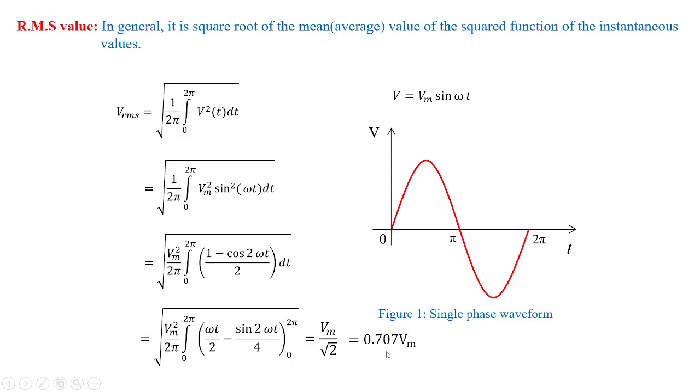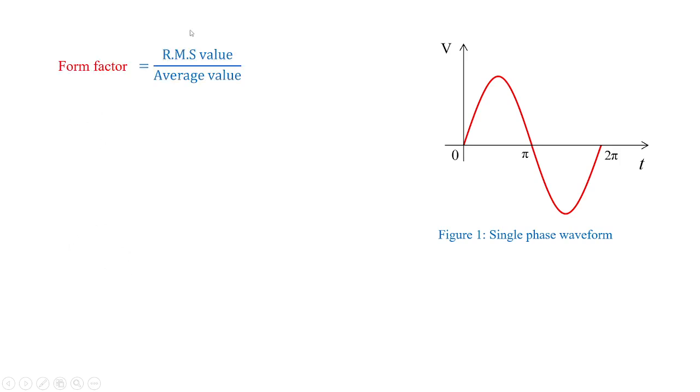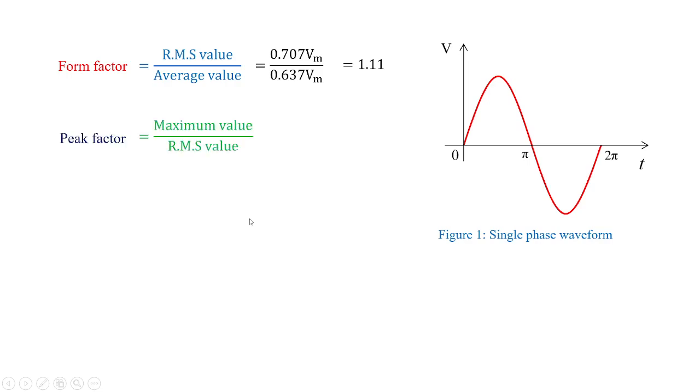which is 0.707 Vm. So once we are done with the RMS value and average value, we can easily calculate the form factor, which is nothing but the ratio of RMS value by average value, which is obtained to be 1.11. We can also calculate the crest factor or the peak factor, which is the maximum value by RMS value, around 1.414. These two values are important for a sine waveform, where you can define a sine waveform in terms of its average value as well as the RMS value apart from the maximum value.